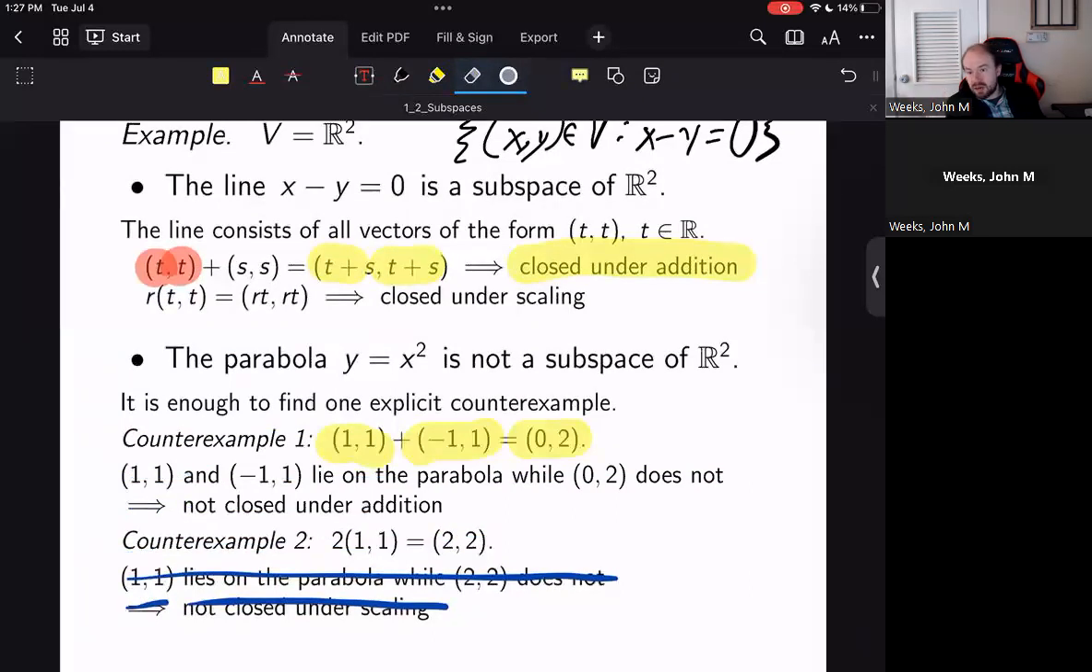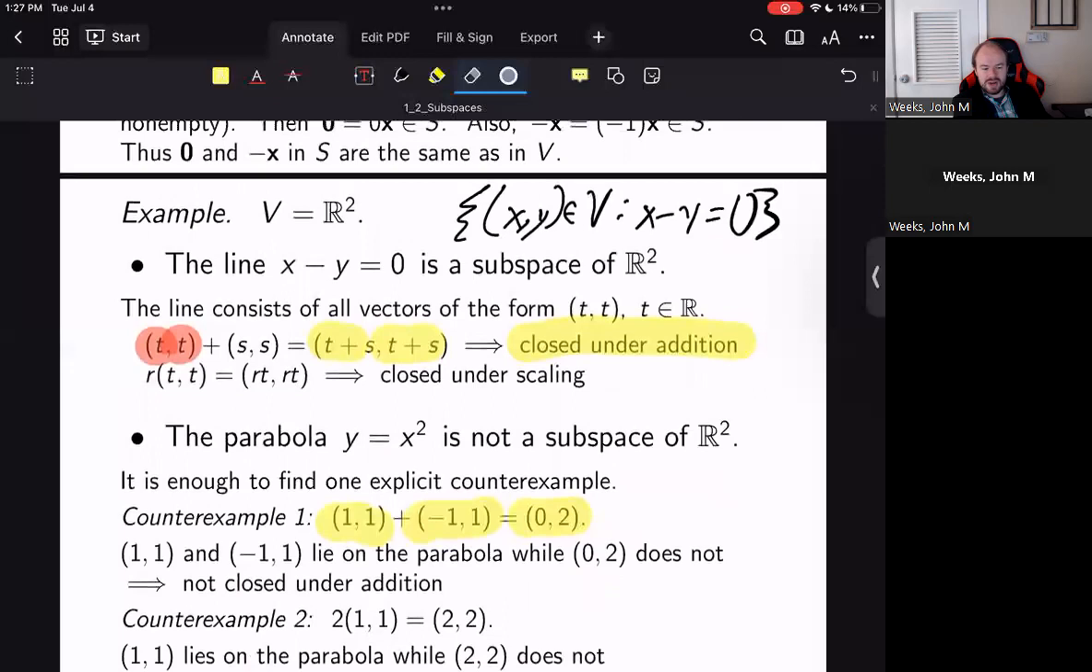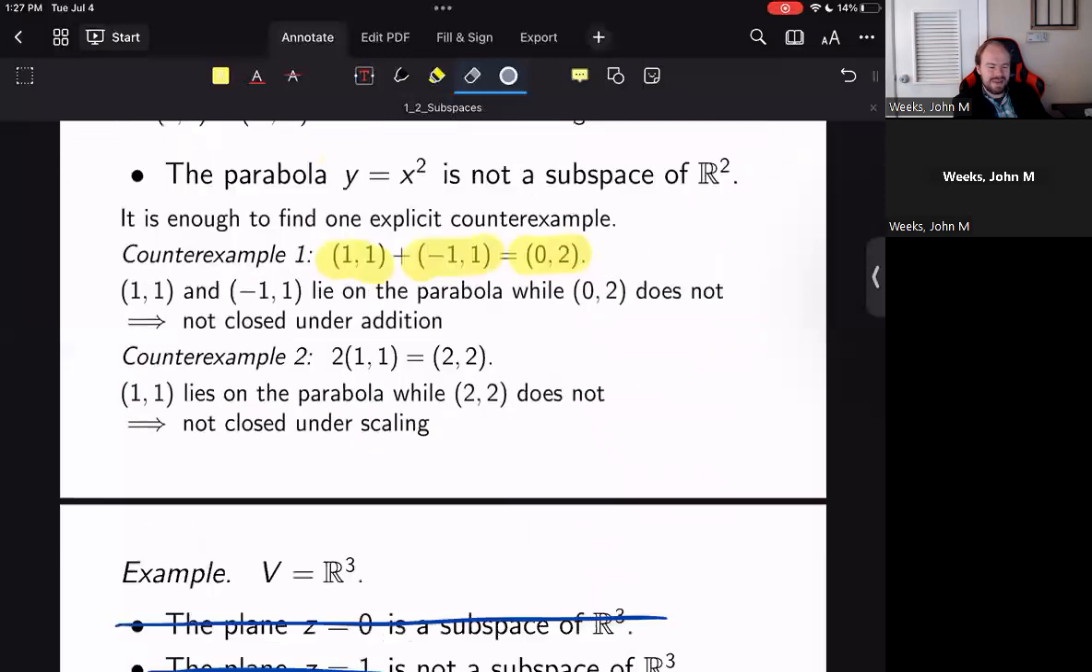It's also not closed under scalar multiplication, although we don't really need to show this in order to disprove the fact that this is a subspace. It's not. But we'll give it anyway, just as another example. Here's 2 times (1, 1), a point on the parabola, and that gives us (2, 2). Remember, when x is 2, y is 4. It is definitely not 2. (1, 1) lies on the parabola, while (2, 2) does not. So this is not closed under scaling. So these are some examples and counterexamples in V equals R2.